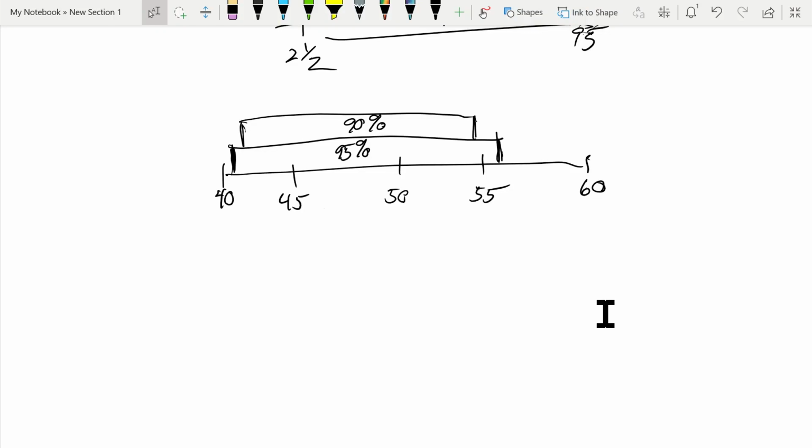What's the chance that the real answer is between the upper end of the 90 and the upper end of the 95%? 2.5%, and 2.5 here. All these are pieces of 100. And we know that the confidence interval is always in the middle.